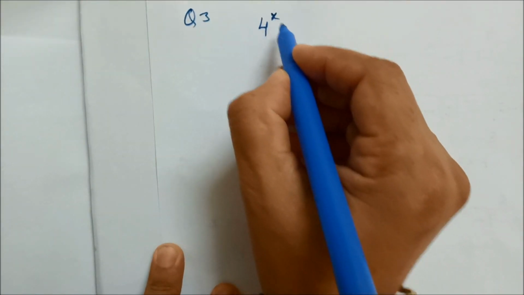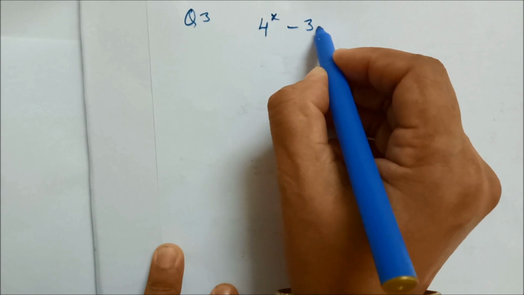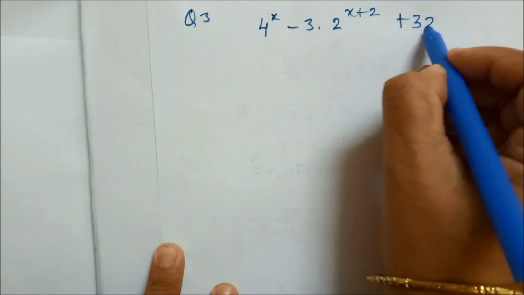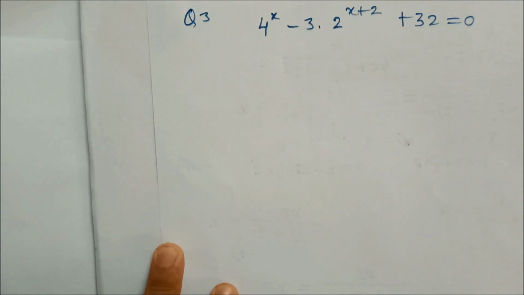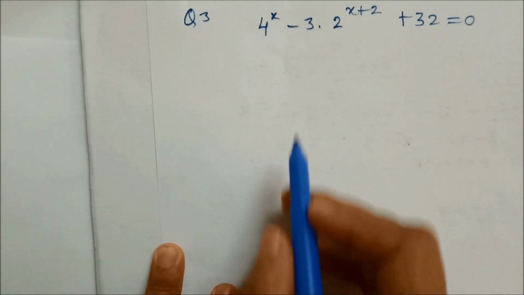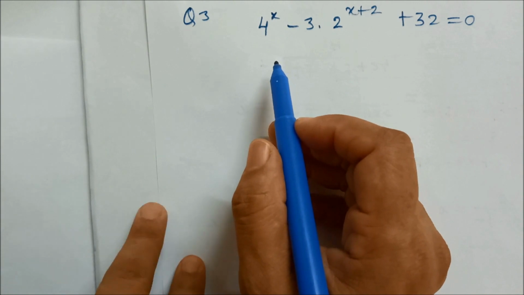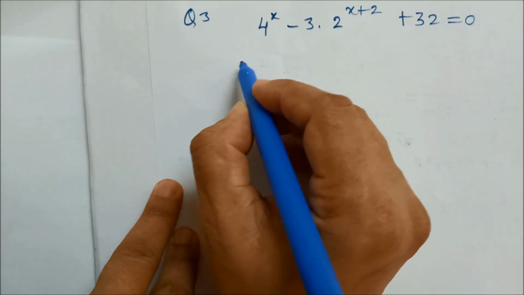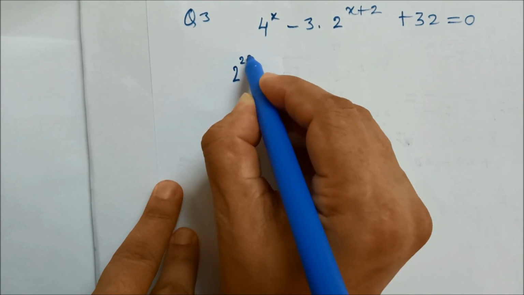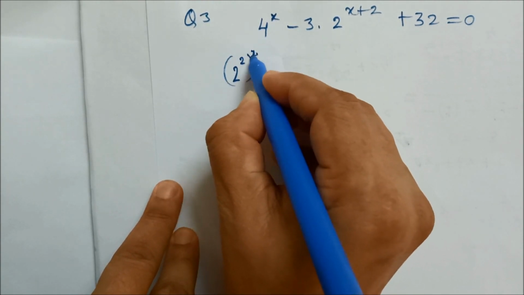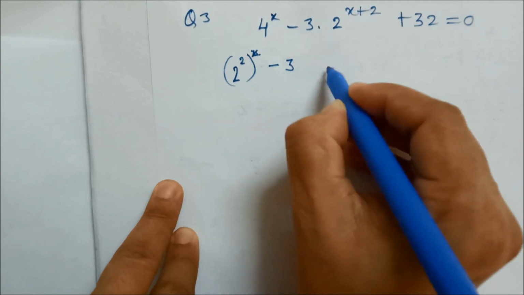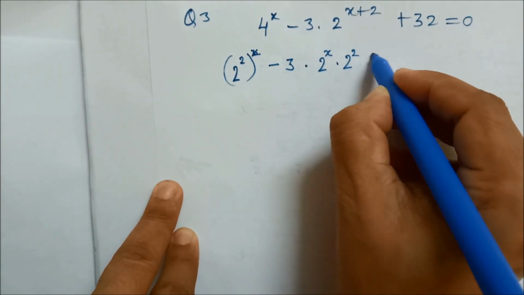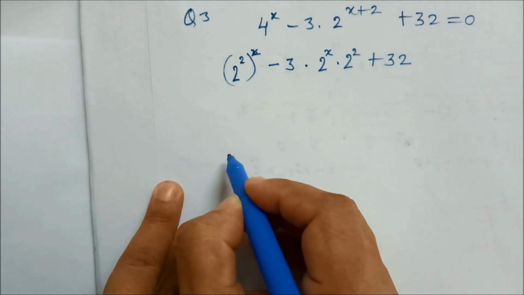4 raised to the power x minus 3 into 2 raised to the power x plus 2 plus 32 is equal to 0. First we convert this equation into the standard quadratic equation. So we will simplify it by writing 2 raised to the power 2 whole power x minus 3. We can write this as 2 raised to the power x into 2 raised to the power 2 plus 32.